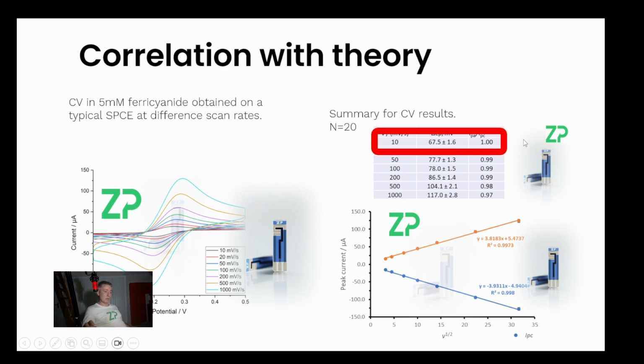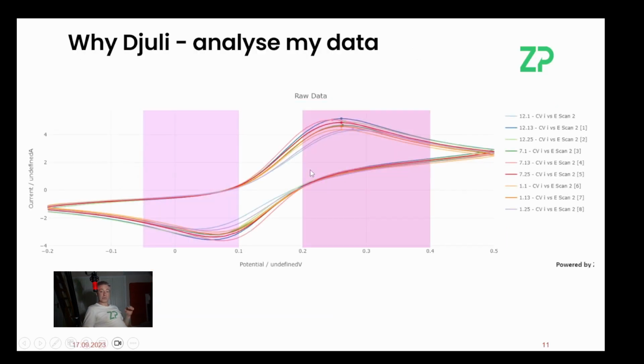So here, when we do a nice slow scan rate, we get something like 67.5 millivolts per second. But what we're really focused on at ZP is the reproducibility of these electrodes. So we have something called Julie. It's an online database. We test the electrodes.